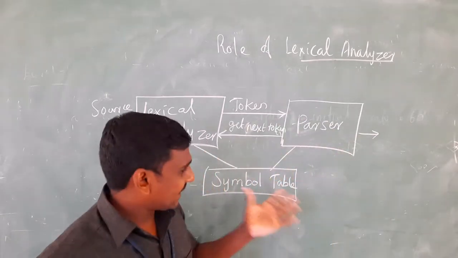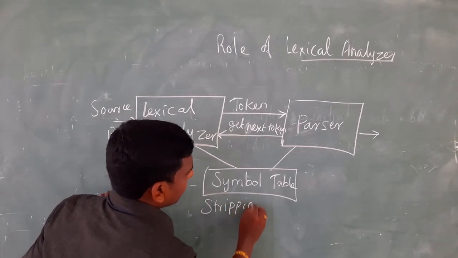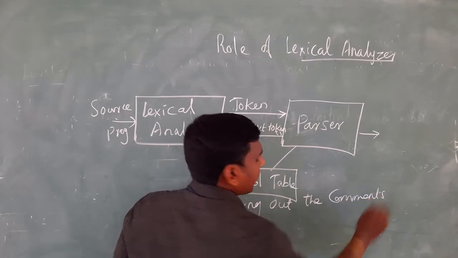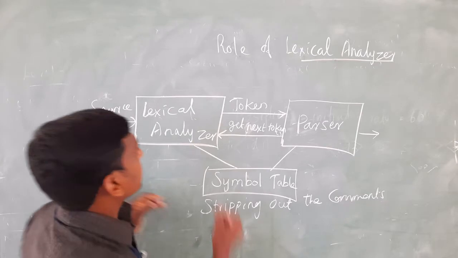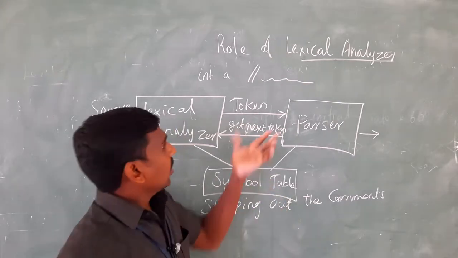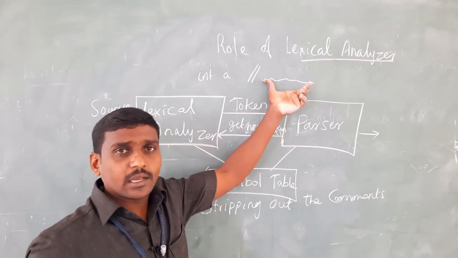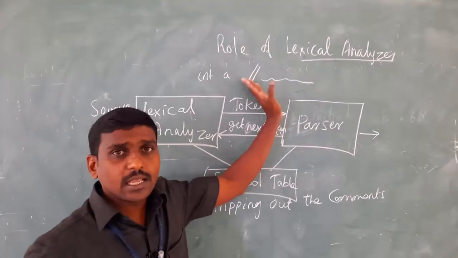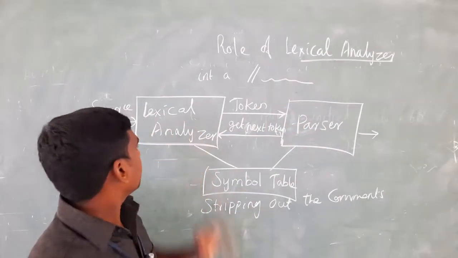Clear? And it has another responsibility also. The first one is stripping out the comments. In a program we have comment lines also, right? For example, int a, then double slash, I will write that a is an integer. This comment line should not be part of the program, so it should not be executed and should be avoided. Whenever the compiler sees double slash, whatever comes after should be stripped out. This role and responsibility is also performed by the lexical analyzer.